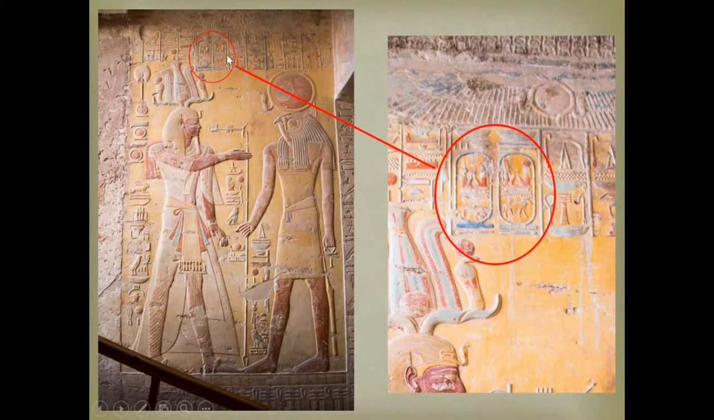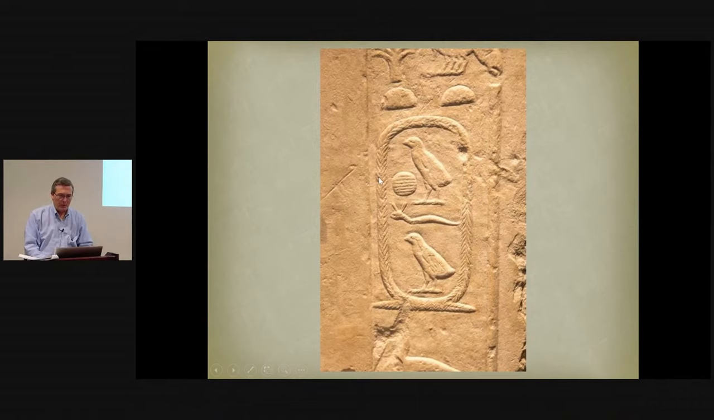That's a little bit easier to see what it is. You've got rope that's encircling a name. Okay. And when you see that, that's the name of a pharaoh. And the idea is that this circle is protecting the name of the person, or protecting the person whose name is written in there. Okay. So when you see those, that's what you're seeing.